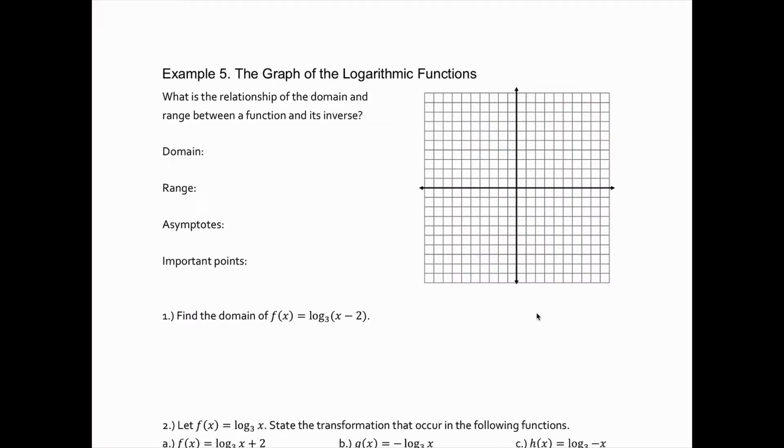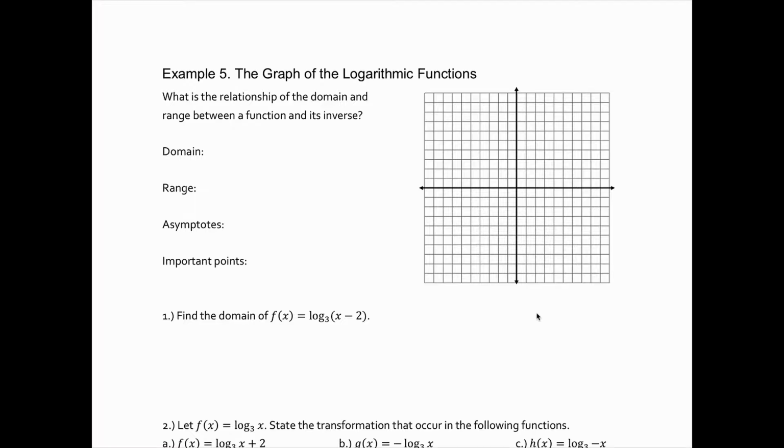So now that we understand how to evaluate and even solve some basic logarithmic functions or equations, let's look at the properties of its graph. Again, as mentioned, it is the inverse of the exponential function. So the starting point would be to ask the question: what is the relationship of the domain and range between a function and its inverse? And recall, it's that the domain and the range switch.